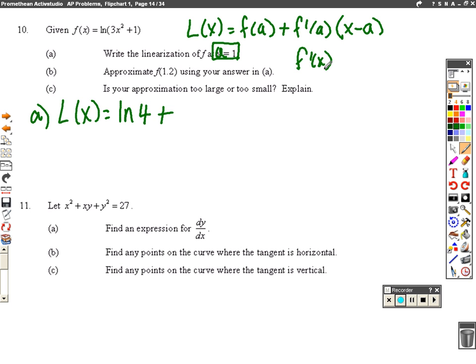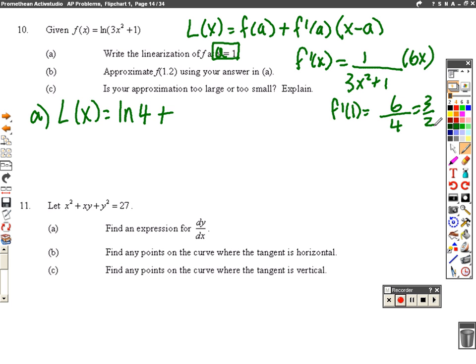f prime of x is going to be the derivative of natural log, which is 1 over u, whatever you're taking the natural log of, times the derivative of u, so the derivative of 3x squared is 6x. So basically it's just 6x over 3x squared, and so f prime of 1, we plug 1 in here, is going to be 6 over 4. You can write it as 6 over 4, or I'm going to write it as 3 over 2. So that's 3 halves times x minus a, which is 1.